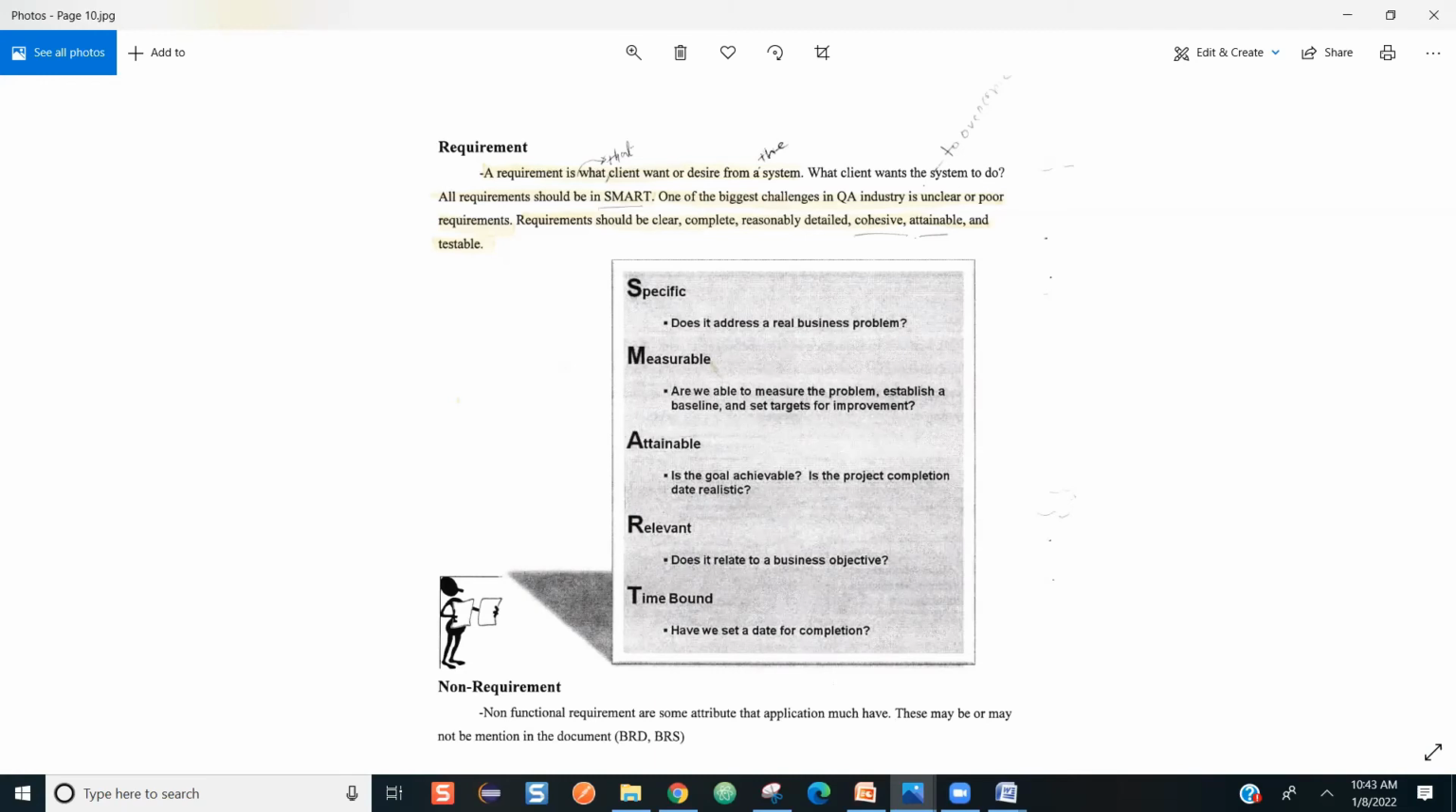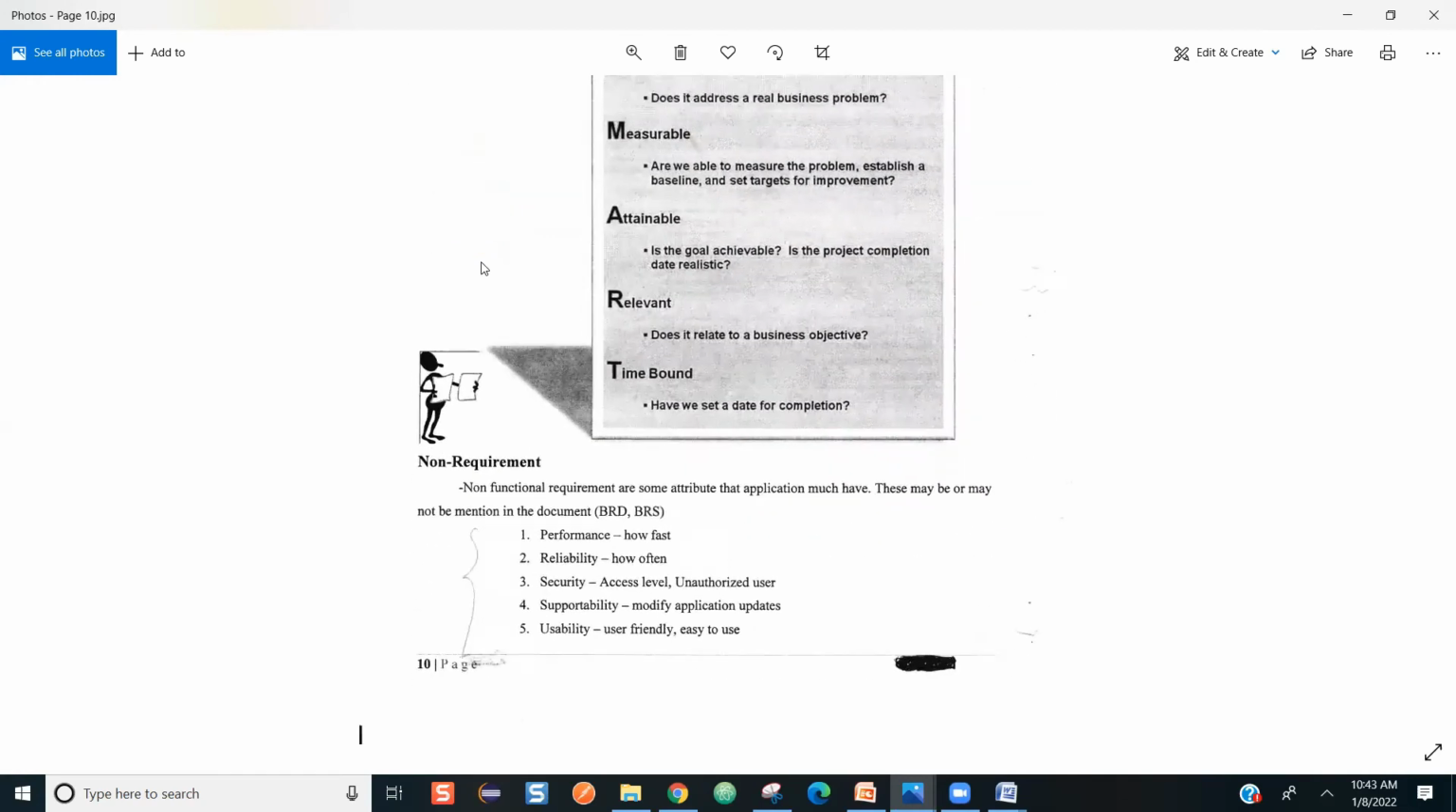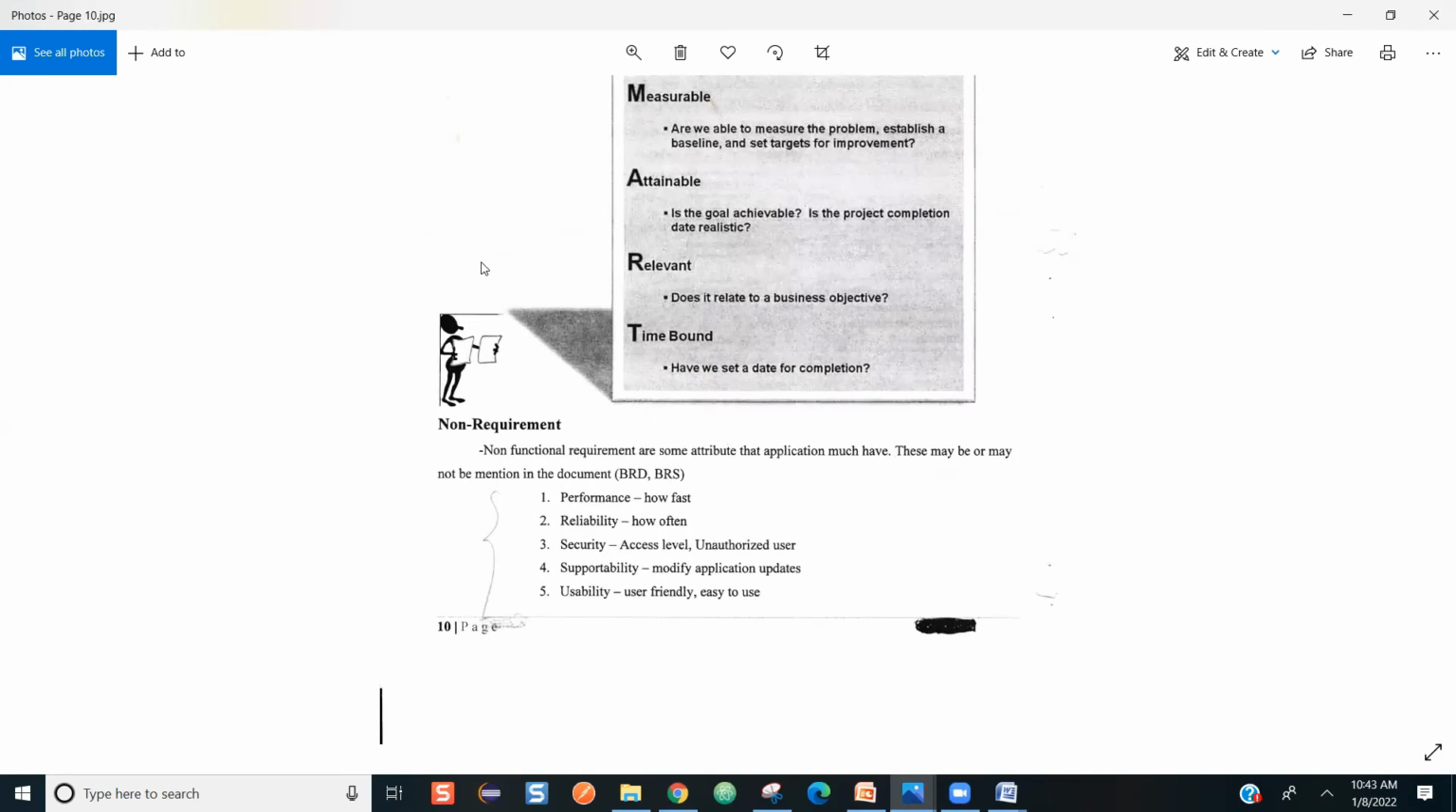What clients want from the system, the requirement should be clear, complete, reasonably detailed, cohesive, attainable and testable. Whatever words you can take from here, two or three or four, that is the best answer for you. So this is the requirement. And sir, I have a question, sir. Okay.